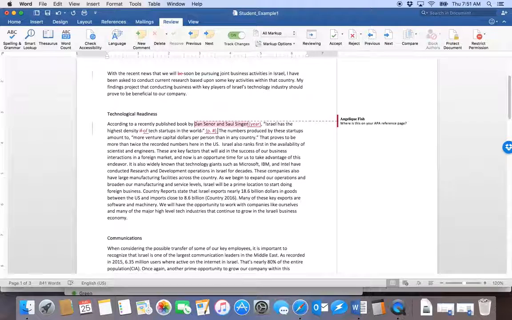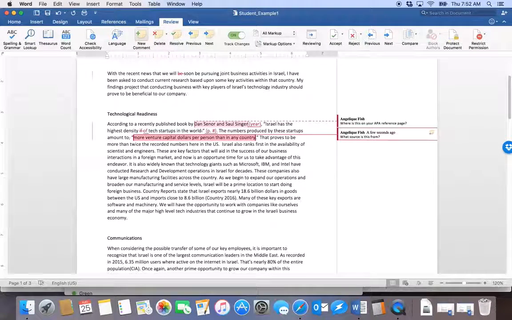The numbers produced by these startups amount to, and we don't need a comma here, because anytime you cite something and you're incorporating it into your sentence and it works grammatically, you don't need a comma before. So amounts to more venture capital dollars per person than any country. I'm assuming that's the same source, but I'm not 100% sure. If it is, you would just need the page number right here. You wouldn't have to do the whole source again. But again, I'm just going to put a little comment here. What source is this from?